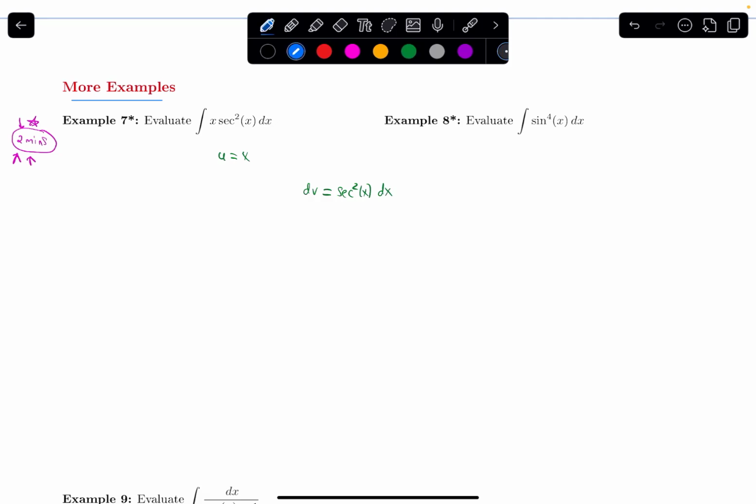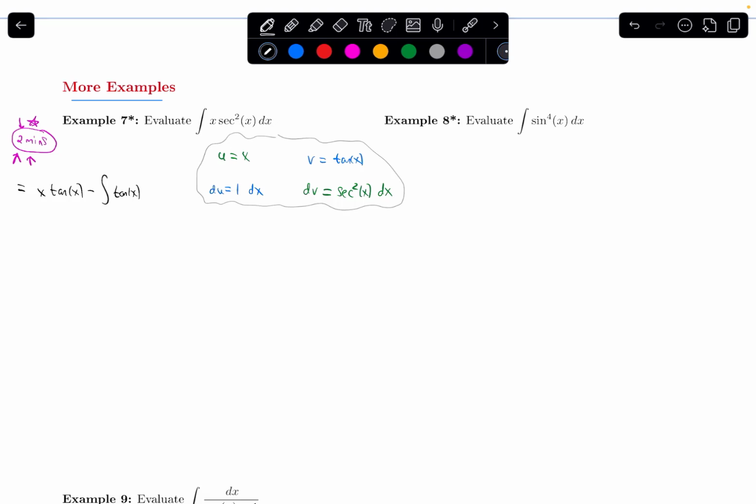So du would be then 1 dx, and then v, this is also nice because the antiderivative of secant squared is nice. It's just tangent, so tangent x. So my parts here, I'll put this in a little thought bubble. And now doing these parts, we get uv, so that's x times tangent x, minus the integral of v du. So that'll be tangent x times 1 dx.